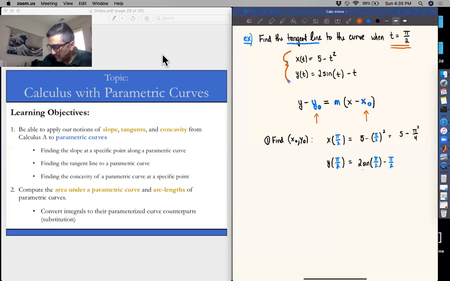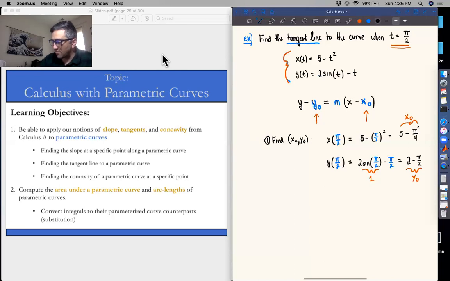All right, so sine of pi over 2, this is one of those trig values that's popular to know. Sine of pi over 2 is actually just equal to 1. So we have 2 times 1, or 2. So this y value is actually equal to 2 minus pi over 2. So we actually know what these points x0 and y0 are. x0 is just equal to 5 minus pi squared over 4, and y0 is equal to 2 minus pi over 2. So we know what those values are.